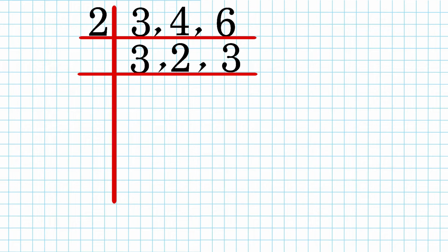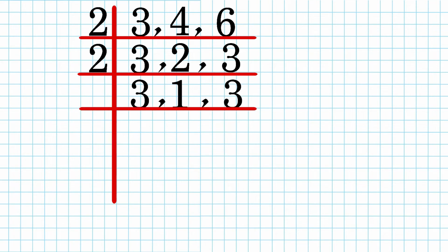As we still have 2 among the new set of numbers, we will use 2 again for division. We will leave both the 3's, copy them down and divide 2 by 2. 2 divided by 2 gives us 1. Now for the remaining numbers, we can move on to the next prime number, which is 3. And both of them can be divided by 3. So 3 divided by 3 equals 1. And 1 from here will be copied down.